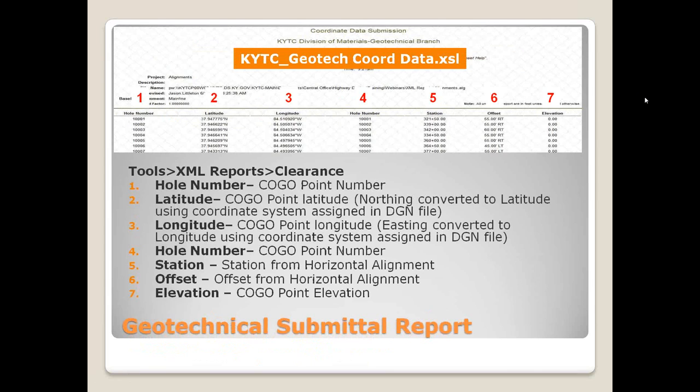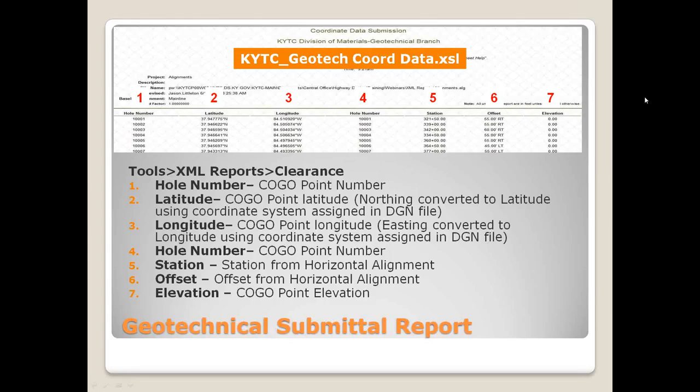We also have one set up for geotech boring submittal data. A lot of times we have to go in and we pull the station offset, northing, easting, whatever, and we have to convert that to latitude and longitude for inclusion on their spreadsheet. This already does that for you, and it's set up, to the best of our knowledge, exactly the way they have their spreadsheet now. So again, we're using COGO point information and using clearance reports for that.